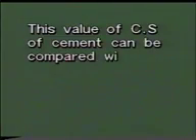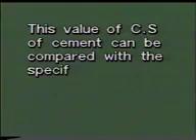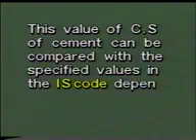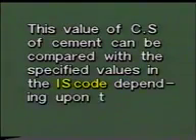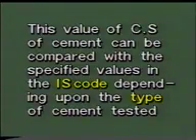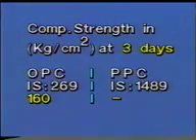This value of compressive strength of cement can be compared with the specified values given in the BIS code depending upon the type of cement tested. For example, the compressive strength of cement at 3 days for ordinary Portland cement is 160 kg per centimeter square, whereas for Pozzolana Portland cement, no standard values are specified.